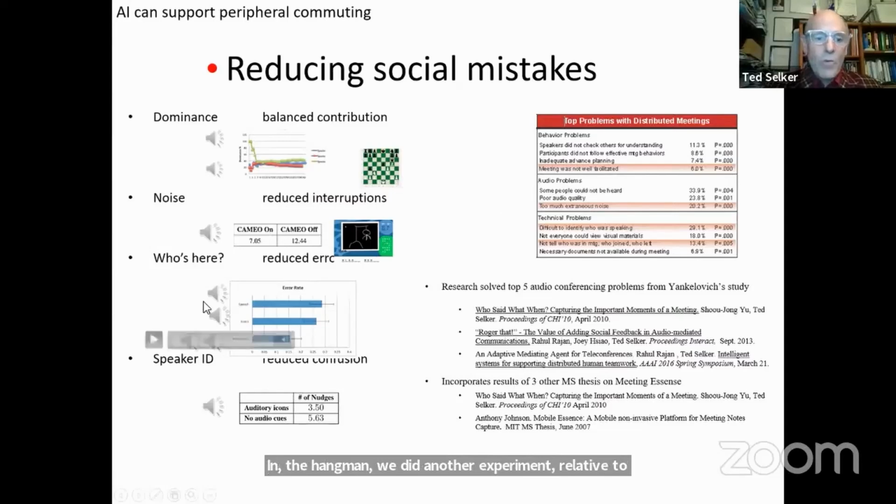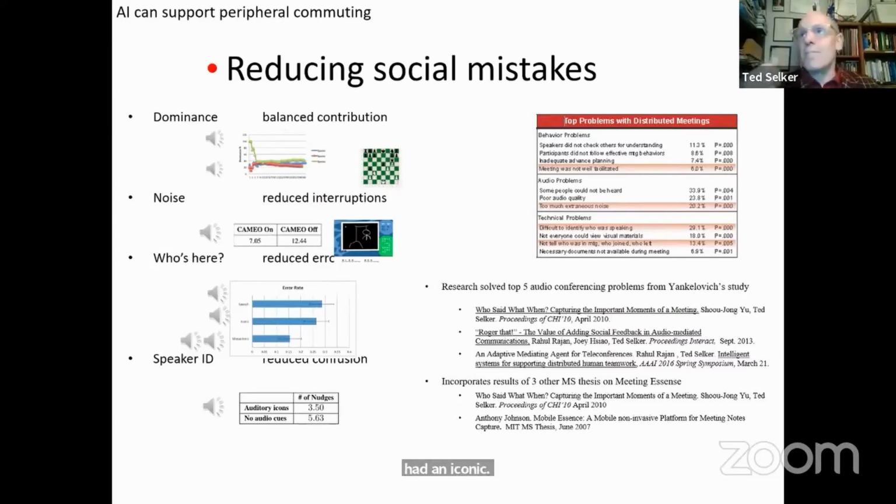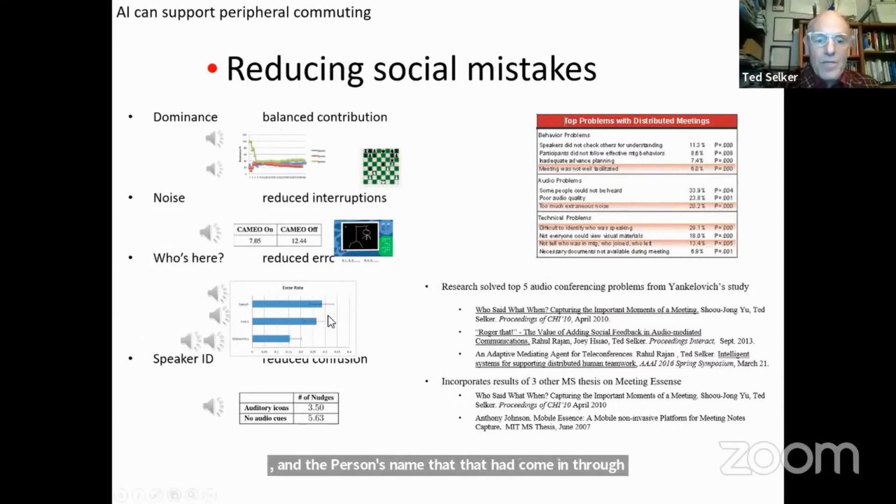We did another experiment relative to these problems people have with collaboration, where we wanted to see how you evaluate who's here. Typical telephone conferencing systems say things like, 'John has entered the meeting.' You've probably heard them before. And I thought, wouldn't it be great if instead we had an iconic kind of ear icon thing, where we had a door slam and the name of the person that had come in through the door, and we tried that. It was no better. The error rates of who was in the meeting were not really any statistically better.